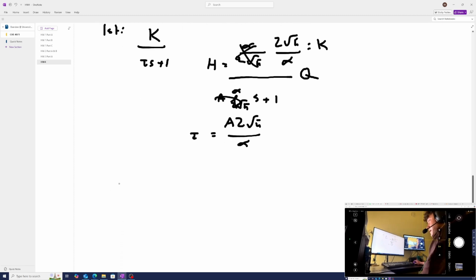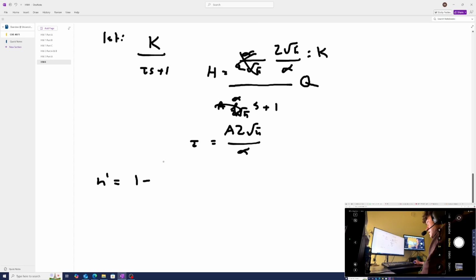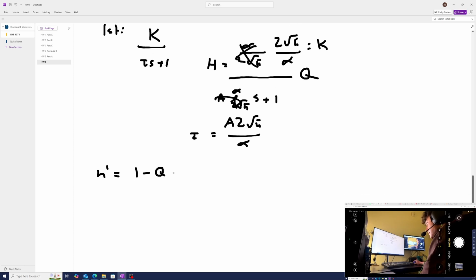So what we have now is our deviation variable. So we invert the transfer function, giving us our h prime, which is equal to 1 minus the exponential, multiplied by our q, which is outside, just a constant, multiplied by our k times the exponential of our time divided by our tau.